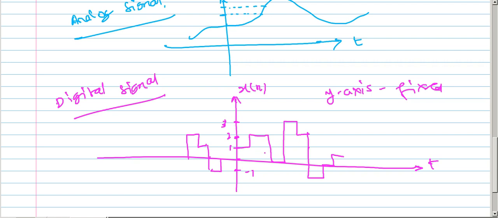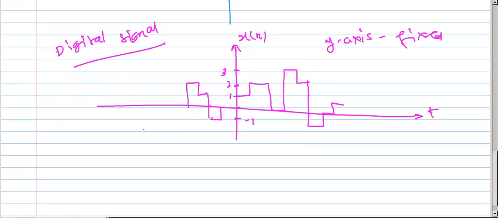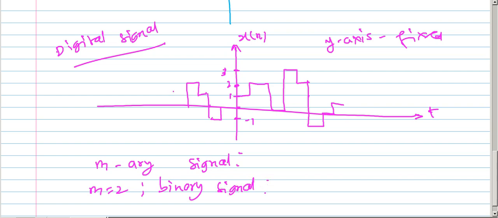It can take on values only from some specified set. Now if the signal can take m values, then it is known as an m-ary signal. The binary signal which is used in computers is a special case of this. When m is equal to 2, it is known as a binary signal. It can take only two values, for example 0 or 1.